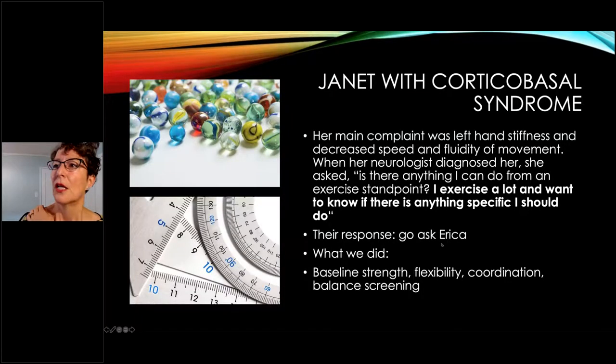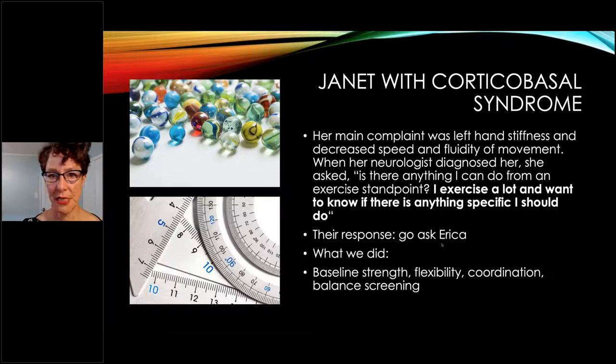Oh, we're good. Okay, so take Janet, for example. She was recently diagnosed with cortical basal syndrome, and her main complaint was left hand stiffness and decreased speed and fluidity of movement. When her neurologist diagnosed her, she asked, "Is there anything I can do from an exercise standpoint? I exercise a lot and want to know if there's anything specific I should be doing." And the neurologist said, "Go ask Erica."